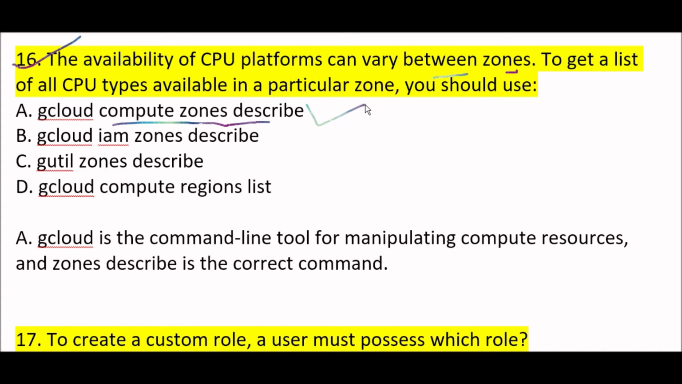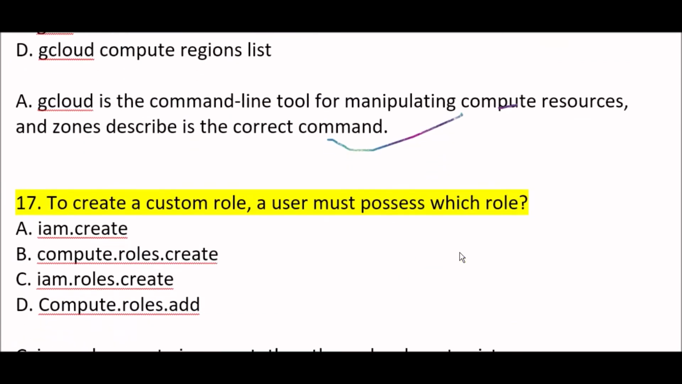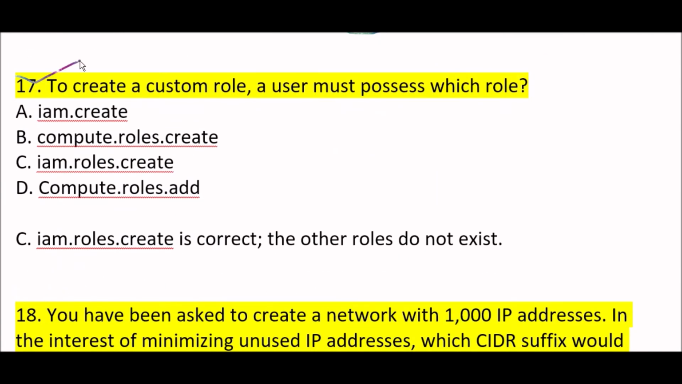gcloud is the command line tool for manipulating compute resources, and zones describe is the correct command regarding this. Okay, so right answer here is option A, gcloud compute zones describe. Next question. To create a custom role, a user must possess which role?